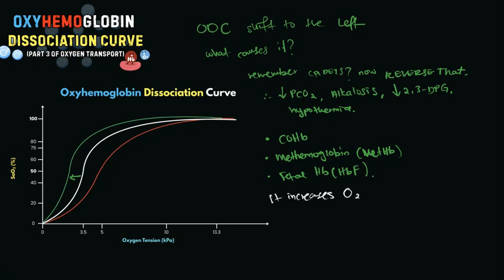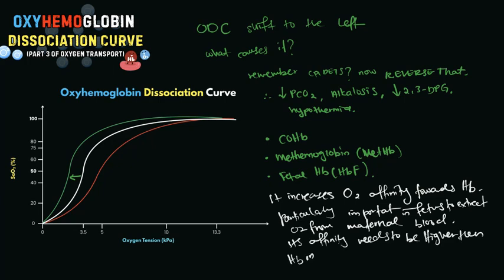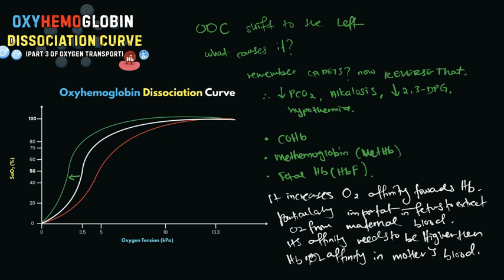In leftward shift, the hemoglobin's affinity towards oxygen will be increased. This is particularly important physiologically in the fetal life. In fetus, they need to extract oxygen from maternal blood. The hemoglobin affinity needs to be higher than hemoglobin oxygen affinity in the mother's blood to extract the oxygen from the maternal side to their side of the blood through the placenta.